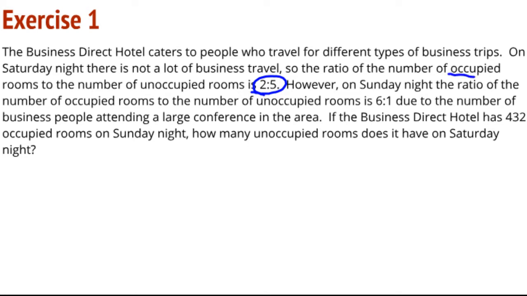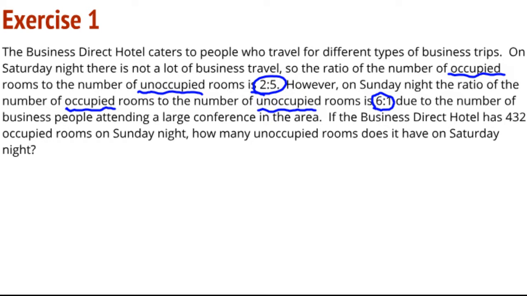And we see here we've got occupied and unoccupied. However, on Sunday night, the ratio of the number of occupied rooms to the number of unoccupied rooms, so we're back to occupied and unoccupied, is 6 to 1. So here we still have 7 parts. 2 plus 5 is 7, 6 plus 1 is 7. So we have 7 units in our ratio, but how they are split up has changed. And this change happens due to the number of business people attending a large conference in the area.